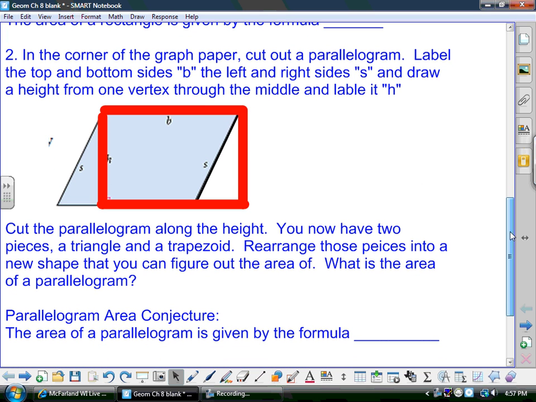So you can fill in the parallelogram area conjecture. The area of a parallelogram is given by the formula base times height.